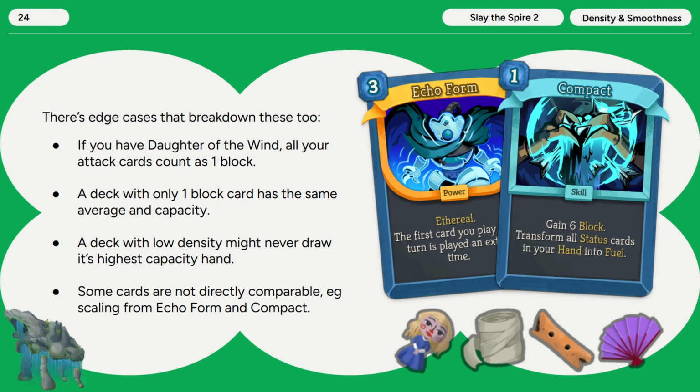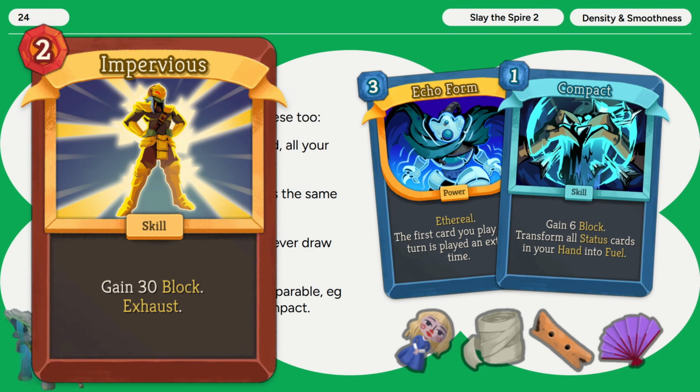Of course, as mentioned, these are meat and potato kind of stats for a deck. There's edge cases that'll break them down as well. You know, if you have Daughter of the Wind, all of your attack cards now count for 1 block. So your block density is very high because every attack counts as a block card as well, but your average output is very low because those cards only prevent 1 damage. A deck that only has 1 block card has the same average and capacity. So looking at your average and looking at your capacity doesn't necessarily mean the deck can do that much every single turn. If there's only actually 1 effect in the deck, you can only draw it once. If you only have 1 Impervious, you can only play it once.